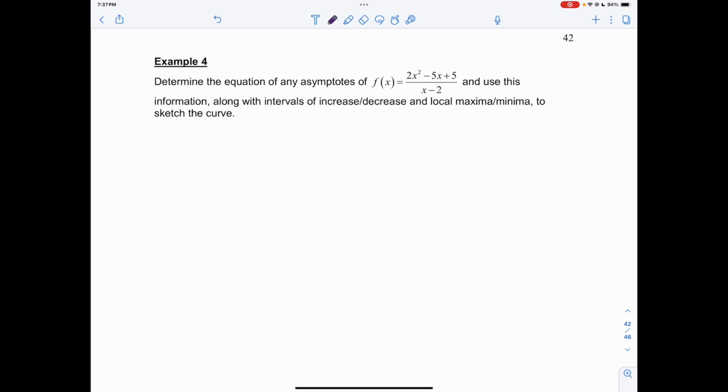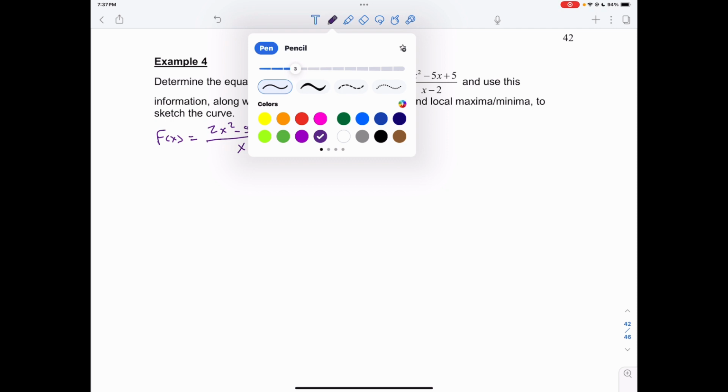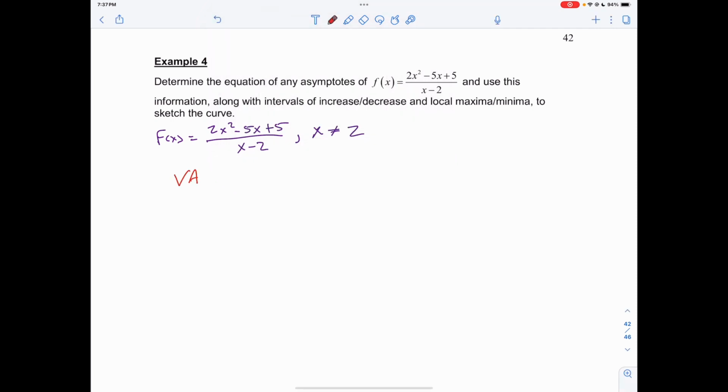So to start with, if f of x is equal to 2x squared minus 5x plus 5 all over x minus 2, then I can see that from the denominator, x cannot equal 2 for this rational function. So right away, I have a vertical asymptote at x is equal to 2.